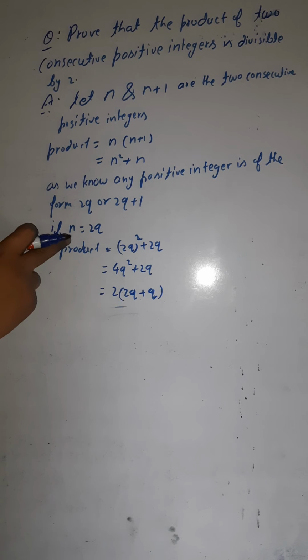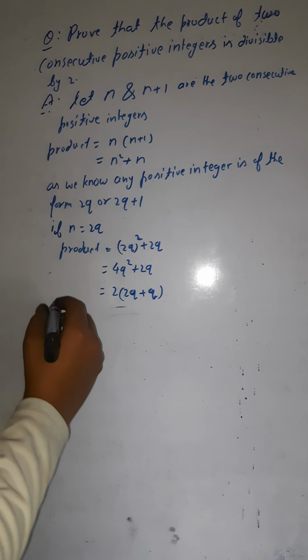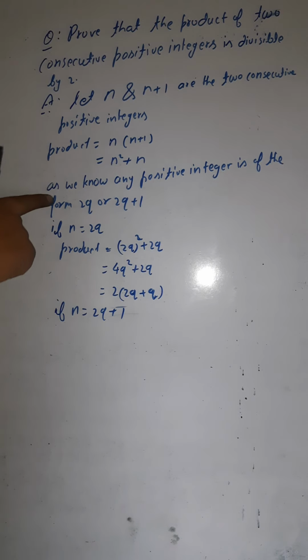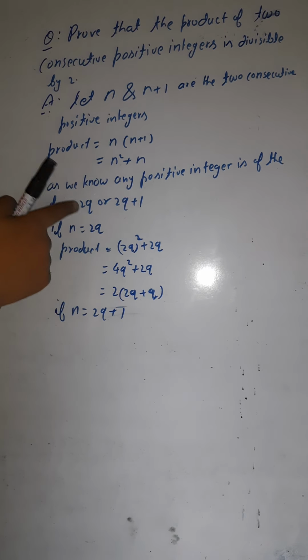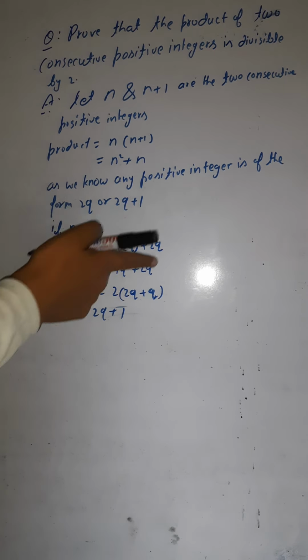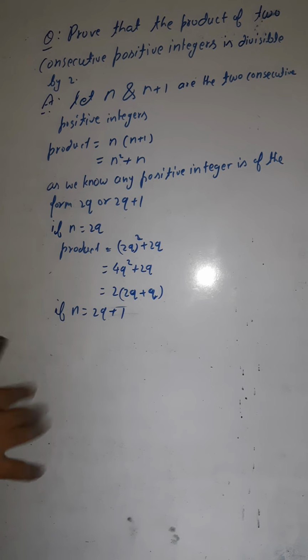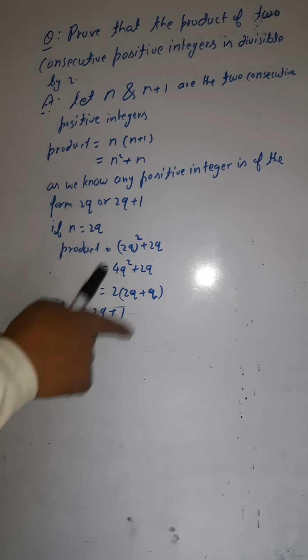Now one more value would put here. Now if n is 2q plus 1, because any positive integer is of the form 2q or 2q plus 1. Any positive integer, whatever the integer you are taking, would be of the form either 2q or 2q plus 1. So if it is 2q, yes, the product is divisible by 2. Now if it is 2q plus 1, whether it is divisible by 2 or not, that again we have to prove now. Okay, now let's see here.